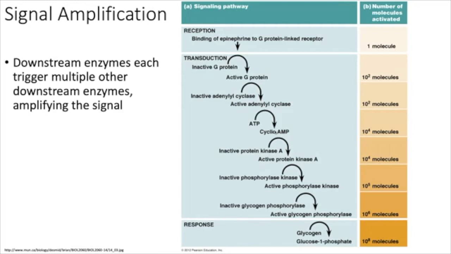And you're going to actually create like 1 million transcription factors that can go in and then generate 100 million of the actual enzyme that's going to do its job. In this case, we're converting glycogen to glucose 1-phosphate.